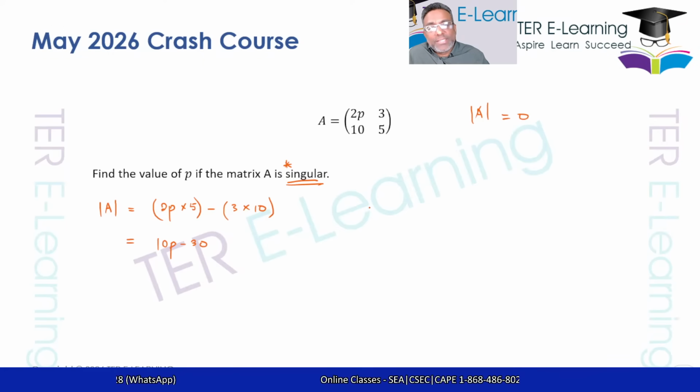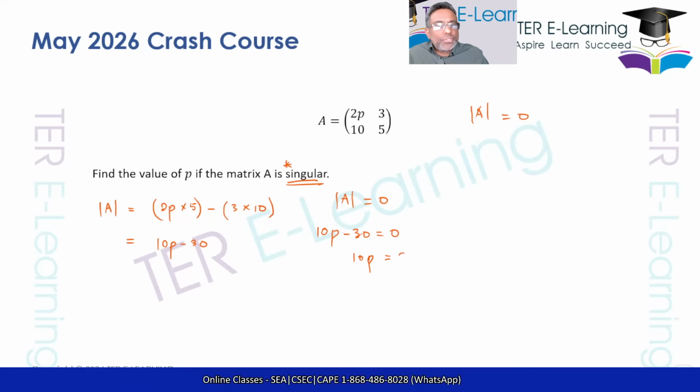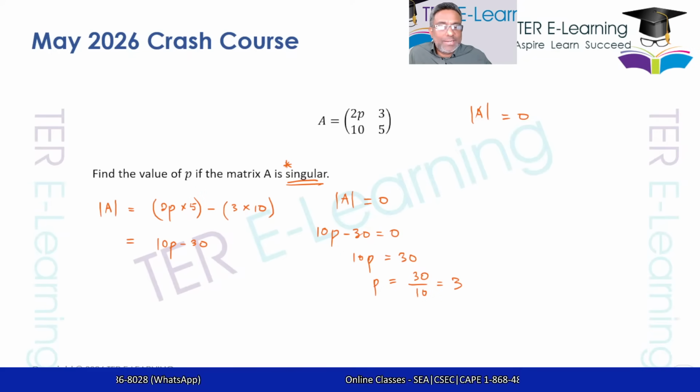But since it's a singular matrix, the determinant has to be equal to 0. So the determinant of A has to be equal to 0. Therefore, 10p minus 30 is equal to 0. So 10p is equal to 30. So p is equal to 30 over 10, which is equal to 3. So this is a typical question that you can get along these lines here. All right. What else could we be asked here?